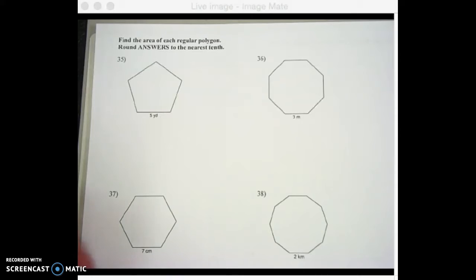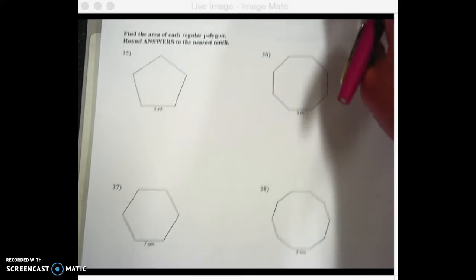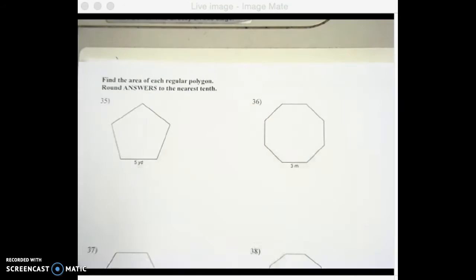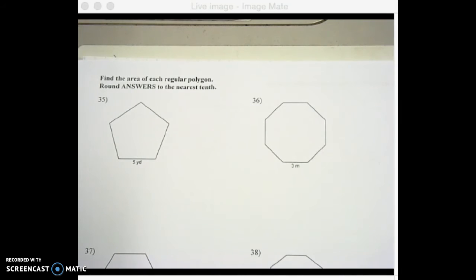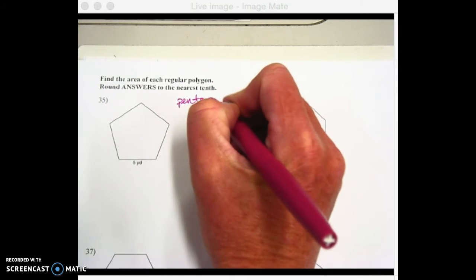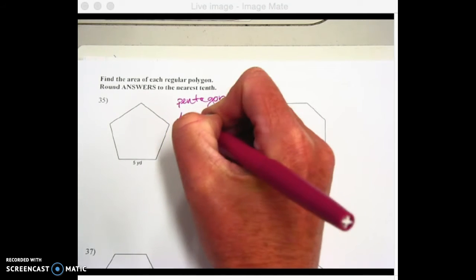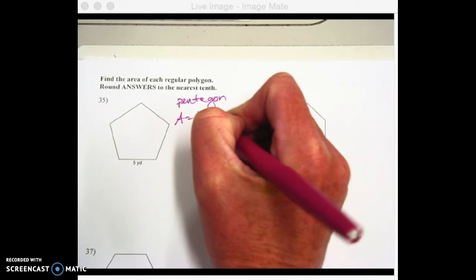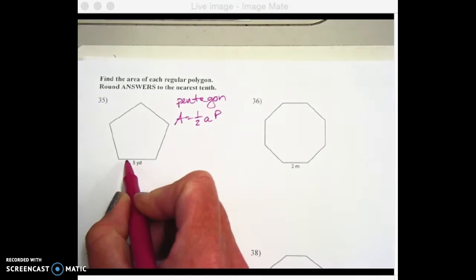All right, so today we're working on page 8 of the Chapter 9 practice test for geometry. So starting with number 35. Number 35, we've got 5 sides, which makes it a pentagon. So for a pentagon, we use the area formula of 1/2 the apothem times the perimeter.